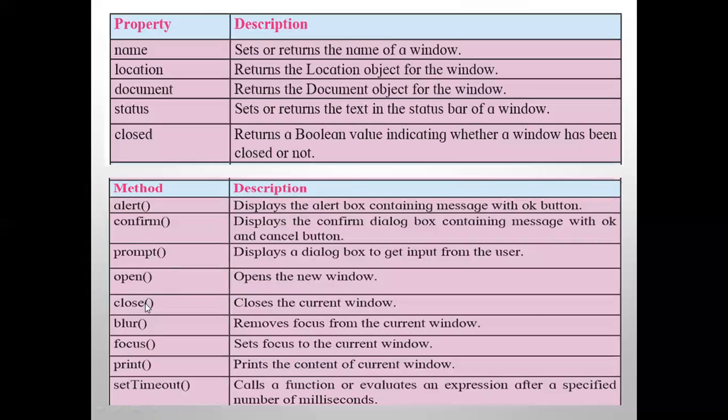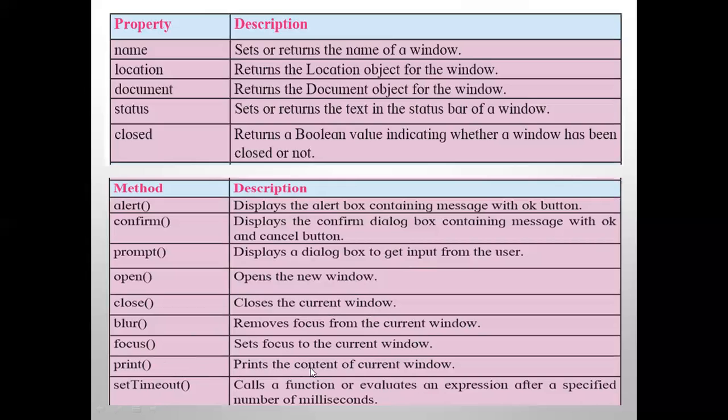Next are open and close. Open opens a new window. Close closes the current window. I'll demonstrate this with the help of programs. For the time being, just learn the description of these methods. Open is to open a new window and close is to close the current window which is open. Blur removes focus from the current window. Focus sets focus to the current window.